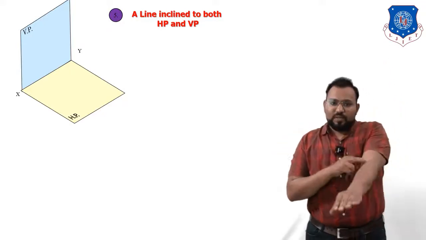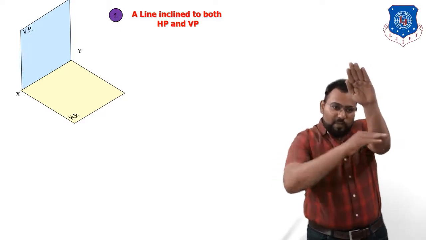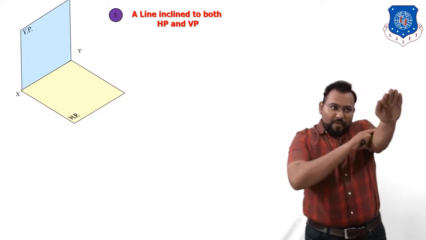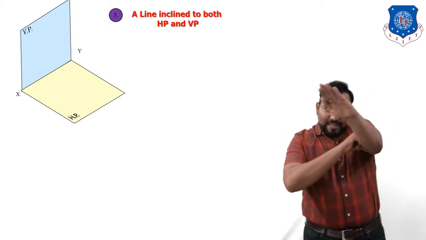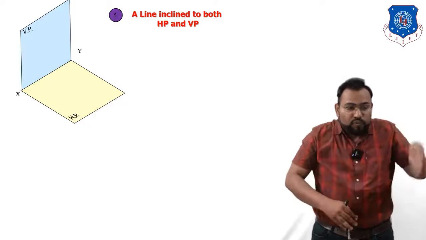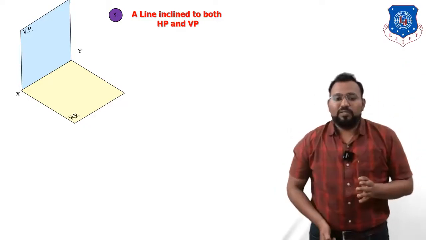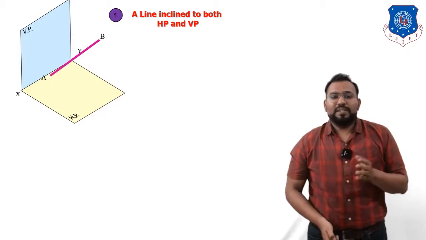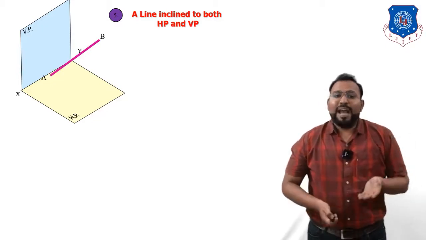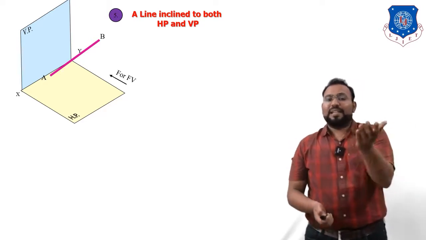Now let us see, this is one line. Now this line is something like this. It is inclined to HP by an angle theta, and let me rotate this line something like this, so it will make an angle phi with this vertical plane VP. So you have to imagine this kind of line. See this line over here, which is inclined to HP by an angle theta and inclined to VP by an angle phi.